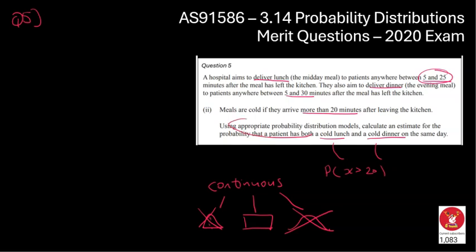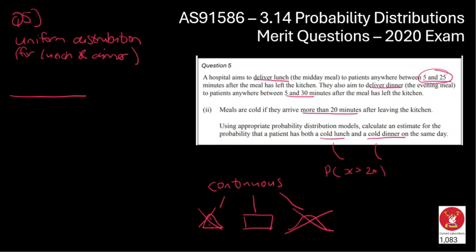Because it hasn't told me the distribution to use, it's really important that you state the distribution you're using and then state any parameters that you're using as part of it, because every so often they require that for the achieved criteria. So we're doing a uniform distribution for both lunch and dinner. Okay, so let's start off with the lunch one.